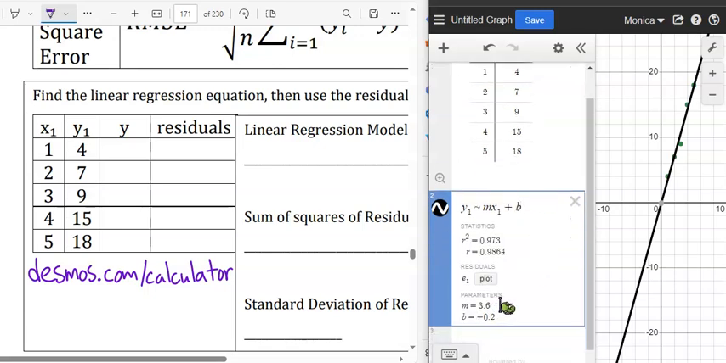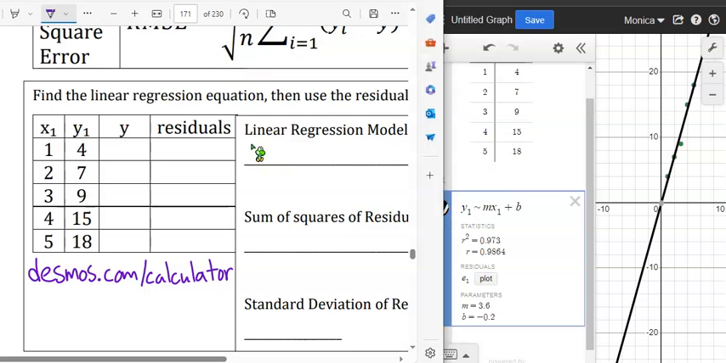This is your slope, 3.6, and then your y-intercept is negative 0.2. We'll write that as our linear regression model. y equals 3.6x minus 0.2.